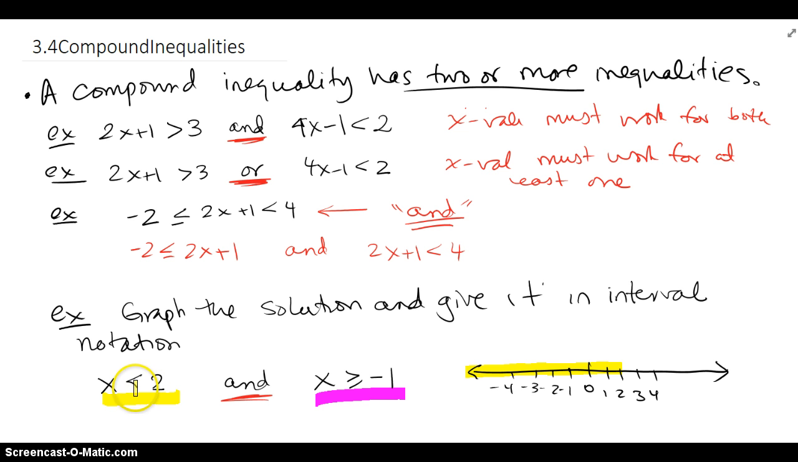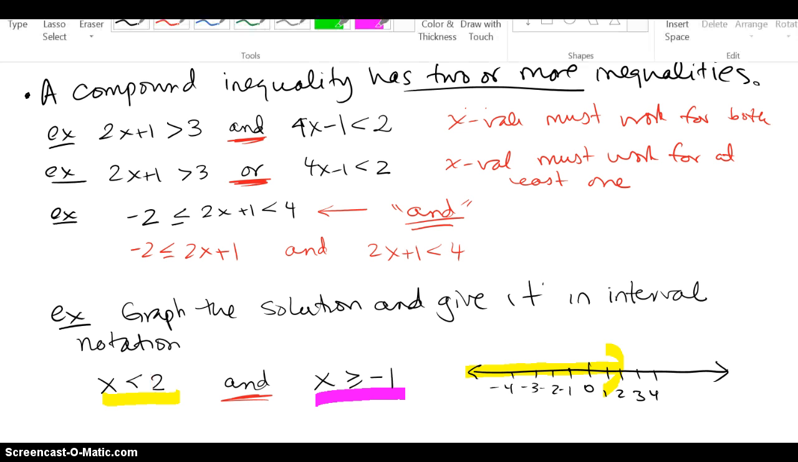And since it says less than 2 and there is no equal sign with it, we're going to use parentheses to indicate that 2 itself is not part of the solution. Everything to the left of 2 works. So again, if there is no equal sign, 2 itself is not part of the solution, and we use parentheses.